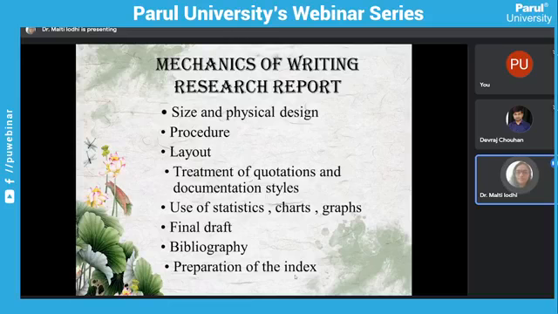Then use of statistical charts and drafts you can use. Then finally, you have to make the final graph, write the bibliography, and prepare the index if needed.